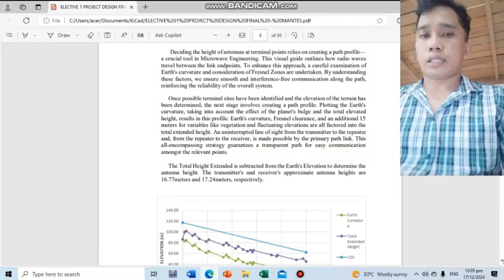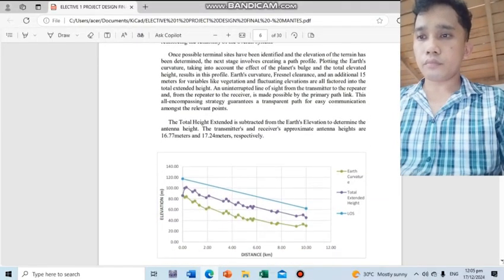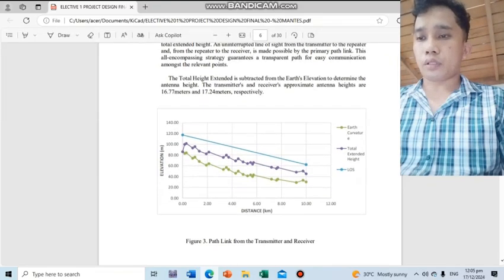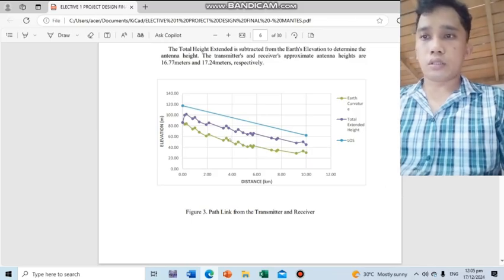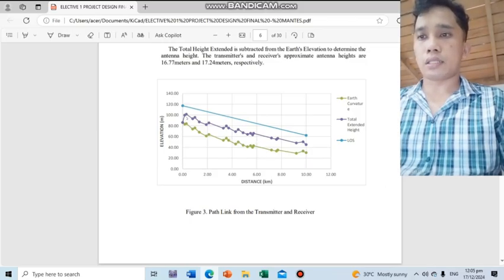And then next, the antenna height. The antenna heights are 16.77 meters and 17.24 meters. This is my path profile, and the green one is the elevation, the violet is the total extended height, and the blue one, the straight line, is the line of sight. As you can see, sir, there is no obstacle or hindrance between these two locations.